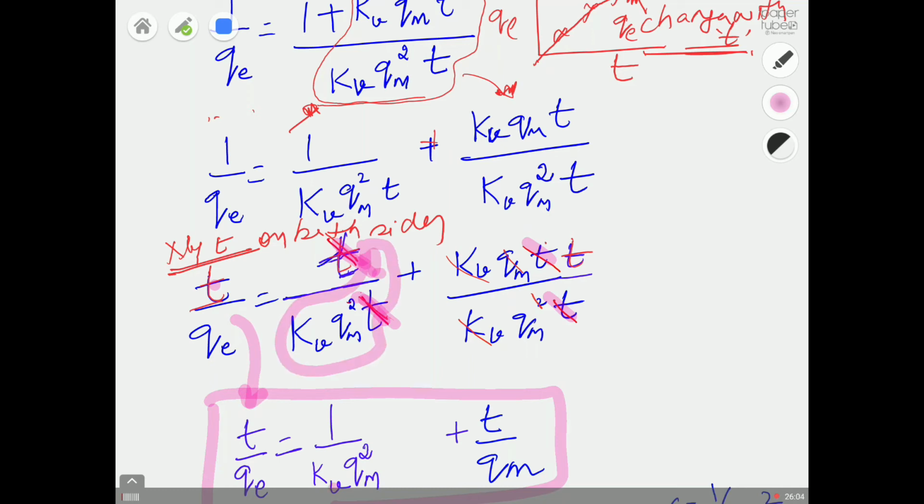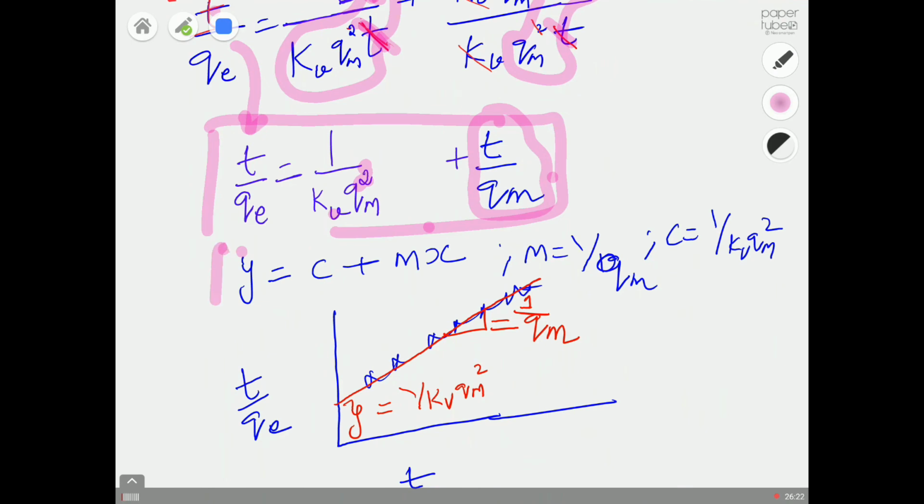kV, k suffix v, q suffix m raised to the power of 2, plus this value T by qm. So if you look at this one, it looks like a linear expression. Y is equal to mx plus c, where y is T by qe, and x is just your T value, and your m value is nothing but 1 by qm. And your intercept is this value, 1 divided by k suffix v qm raised to the power of 2. So that's your c value.